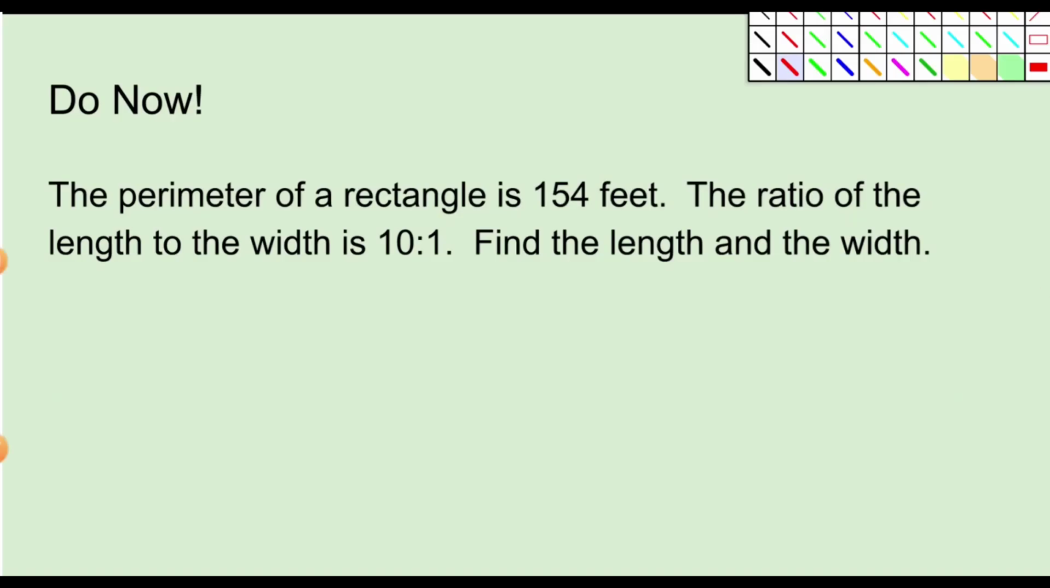It says the perimeter of a rectangle is 154 feet. The ratio of the length to the width is 10 to 1. Find the length and width of the rectangle. Basically, that's what we're trying to do. All right, so let's take a look here. Let me draw a rectangle.